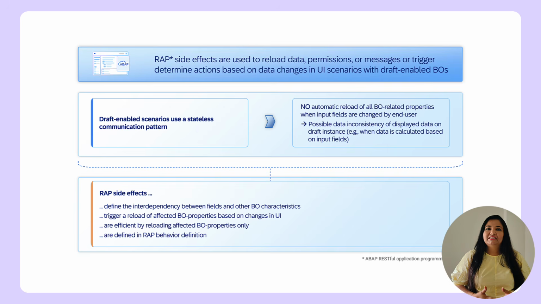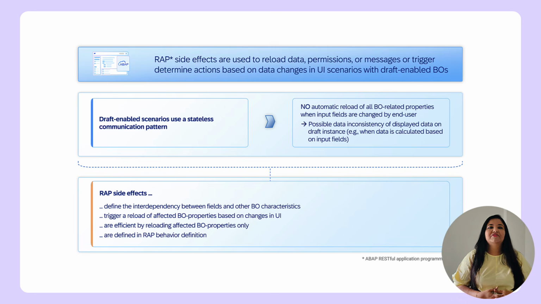A new capability is event-driven side effects, where a business event raised on the application server can trigger updates in the UI. For example, if one user approves a booking, other users working on the same application can automatically see the updated status without manually refreshing the page. This enables near real-time synchronization of important business data.